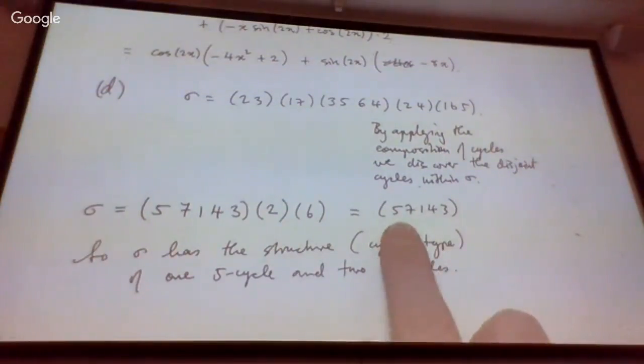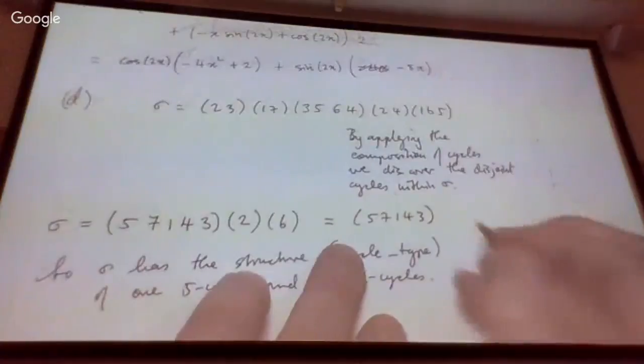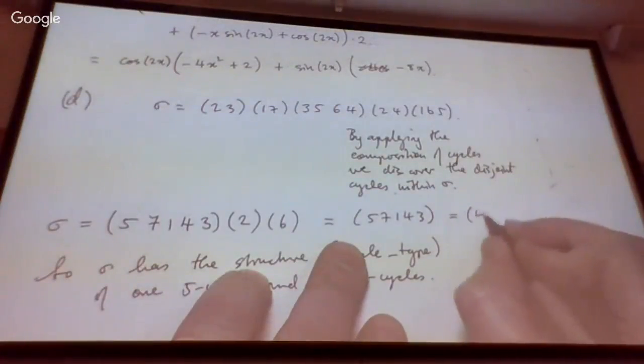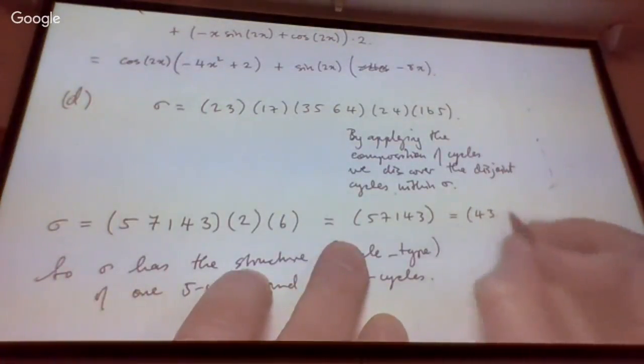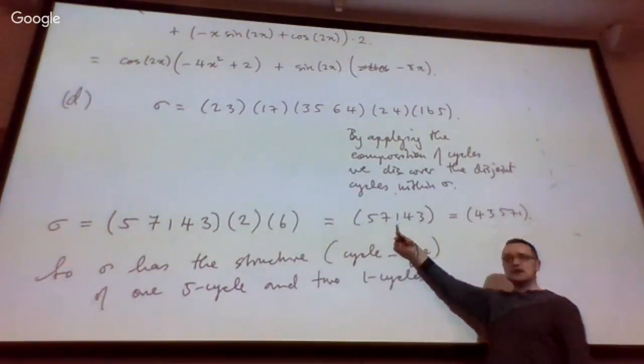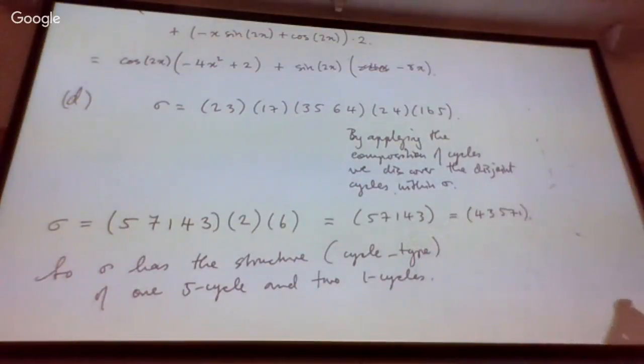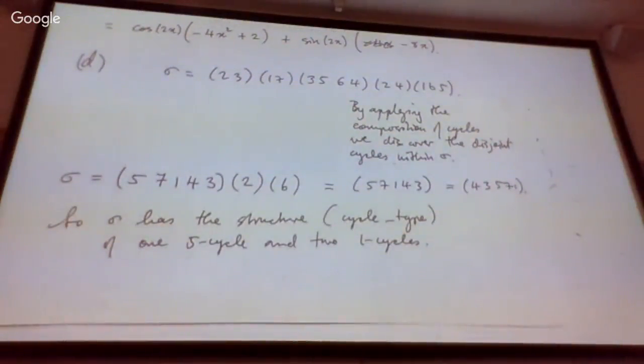Equally well, you can cyclically permute these things as well. So you might have chosen to start at 4, in which case you would have discovered this as 4, 3, 5, 7, 1. So there are multiple ways. Well, there are 5 different ways of writing that, choosing each of them as the starting point. Each one is equally good as any of them.